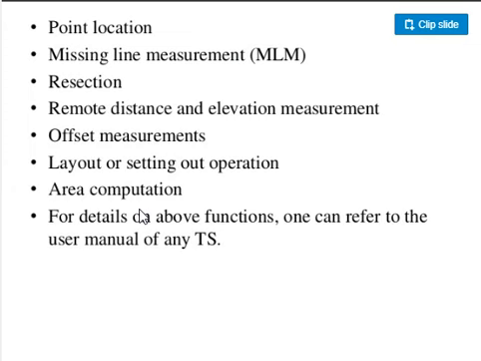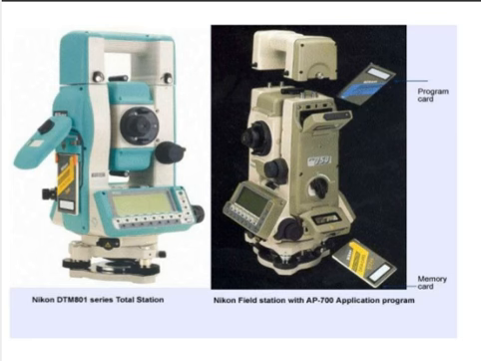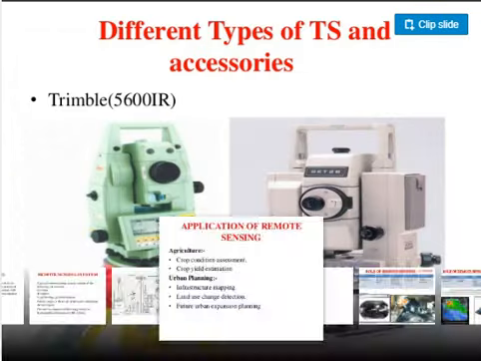You can find out area, you can find out setouts, you can find offsets, you can give offset points, you can measure remote distances which you can't go to, and then you can do resections. Then you can find out missing line. All these things you can do with a simple press of a button. All these are the instruments.